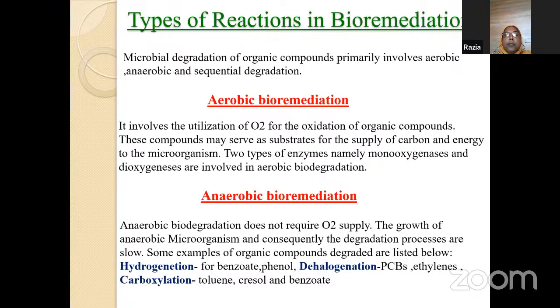The main difference being that in aerobic bioremediation, oxygen serves as a terminal electron acceptor, whereas in anaerobic bioremediation, nitrate will usually serve as an electron acceptor. So this is the main difference. And both these bioremediation methods lead to generation of different metabolic products. Next slide, please.